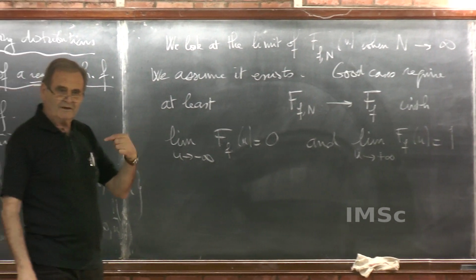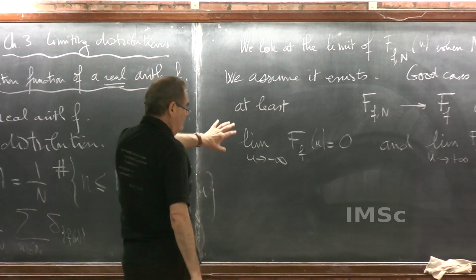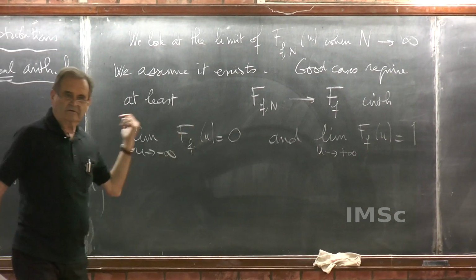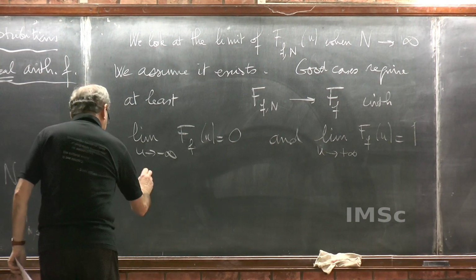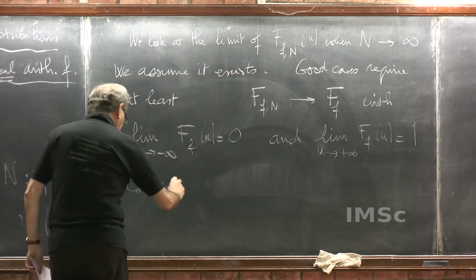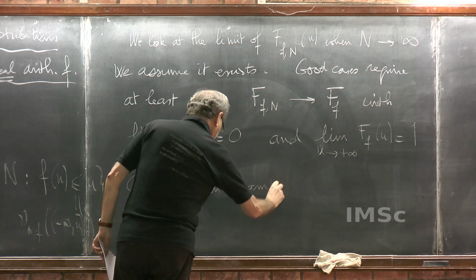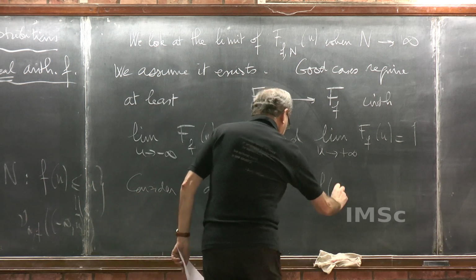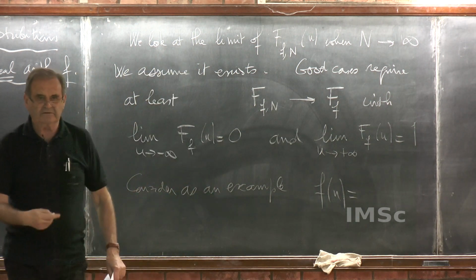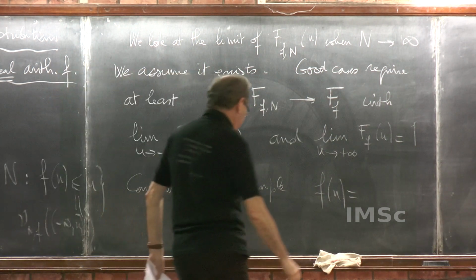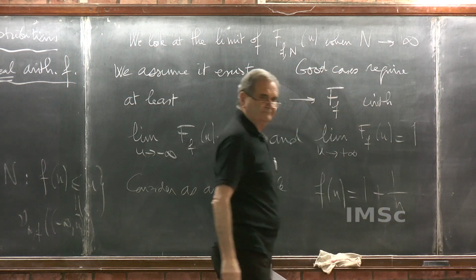Yes, you want something to be continuous from the right. So let us consider, as an example, f of n. I don't ask anything about arithmetic property, that it is additive or anything like that. I just ask what it is. Let us say I take f of n is 1 plus 1 over n.